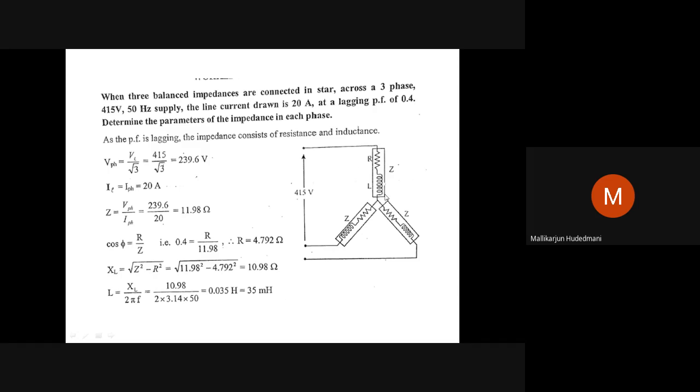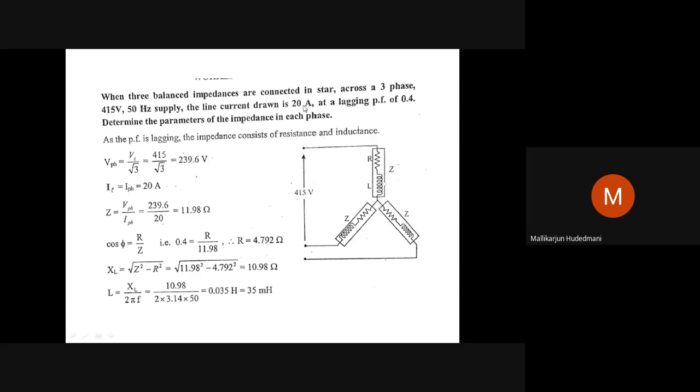What is it comprising of? What is the R value? What is the L value? You can determine them given the nature of the power factor, 0.4. Ultimately, I want to get Z first. From Z, connect Z to R and Z to XL. That's what I have to do. To get Z, I have to work per phase. What is the voltage given? Line voltage. You have to get per phase voltage, per phase current, per phase impedance. That's what I have to connect triangularly. Let's look into this. As the power factor is lagging, the impedance consists of resistance and inductance.